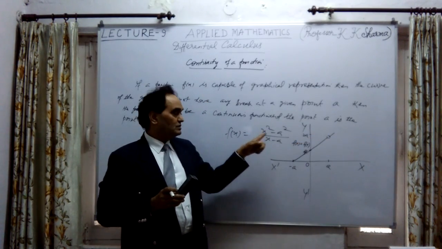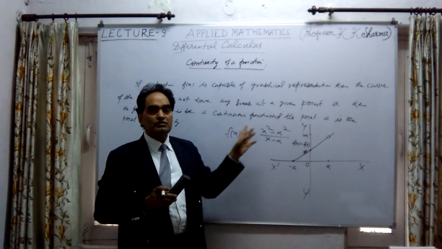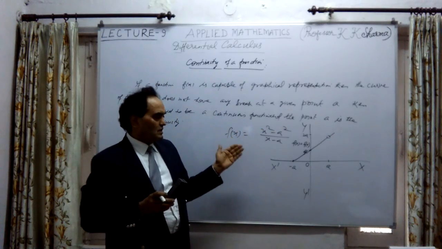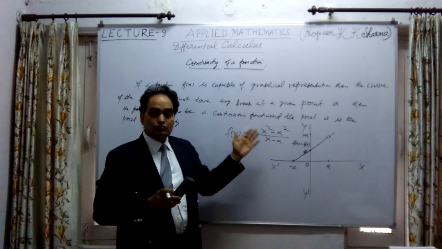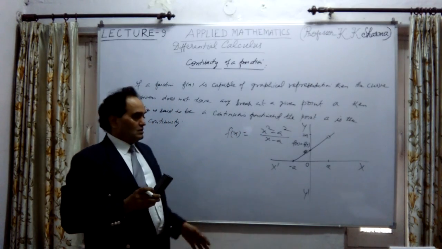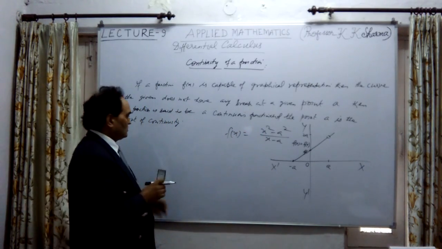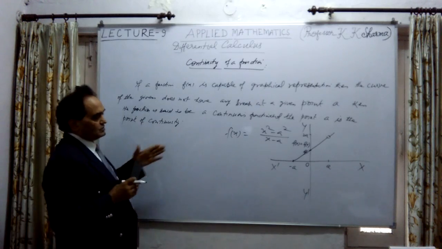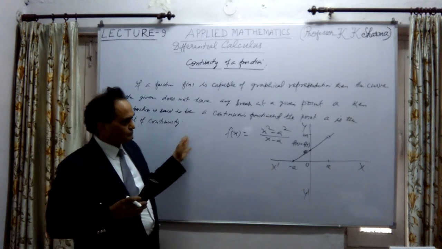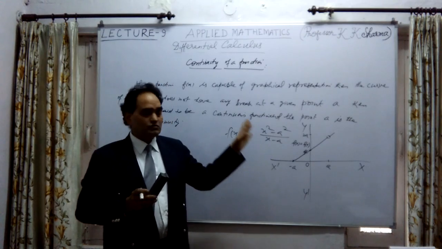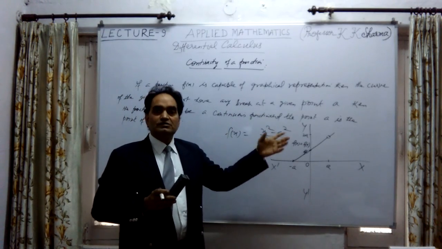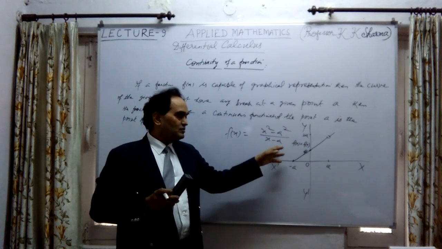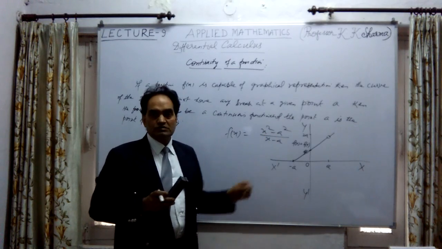This point a is known as a point of discontinuity of this graph. I'll just talk about how this function is made to be continuous, or if certain conditions are given. So let me first define the mathematical definition of this. A point of discontinuity is where there is a certain break. So in this case, for example, x equal to a is a point of discontinuity.